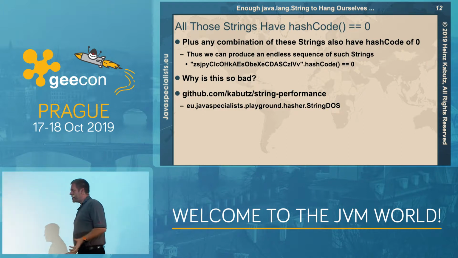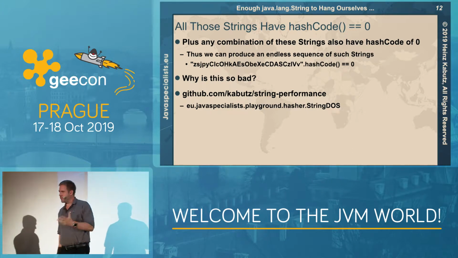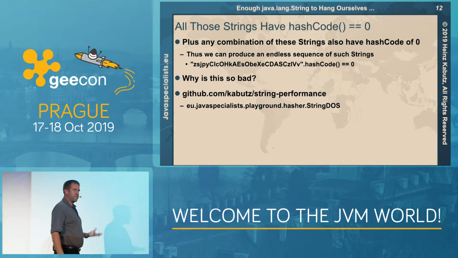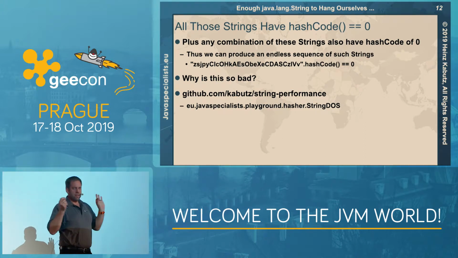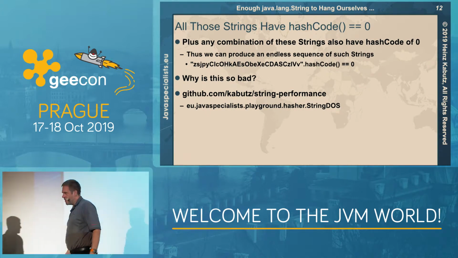So you can generate an arbitrary number of hash codes with hash code 0. And this way, it's really easy to generate an unlimited number of strings that all end up in the same bucket inside your hash table. Now let's see what happens when that occurs.